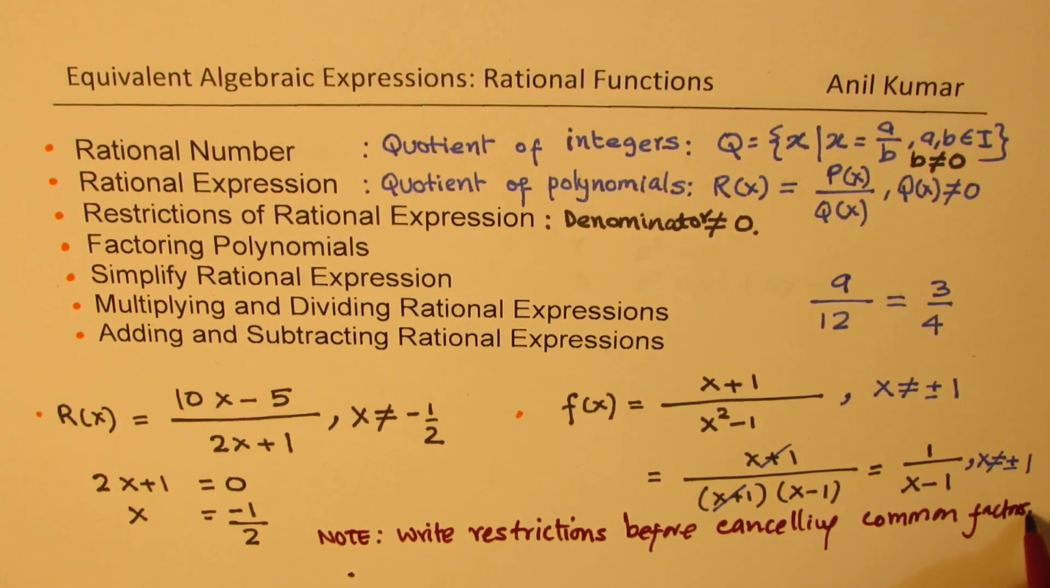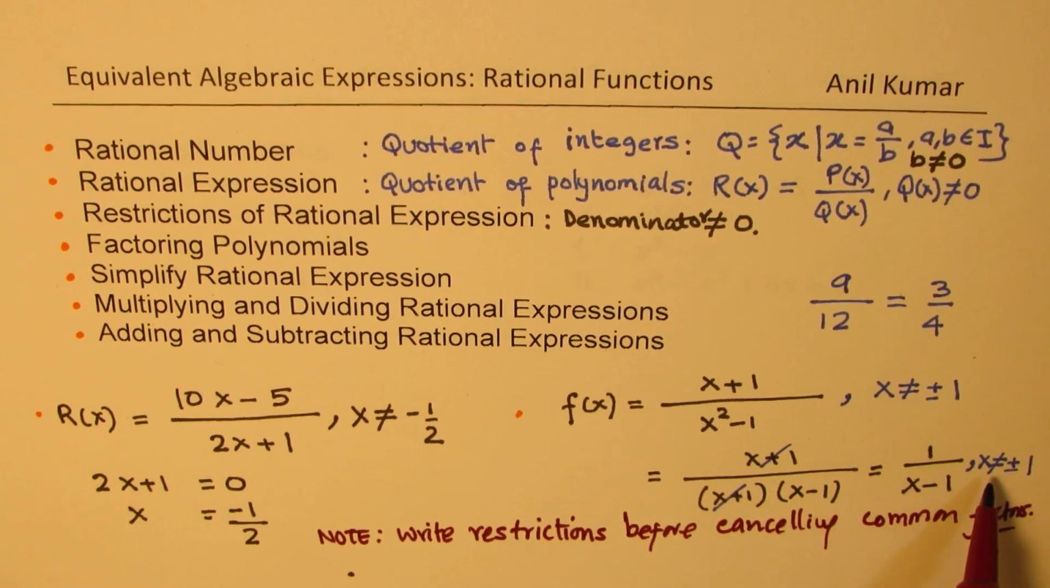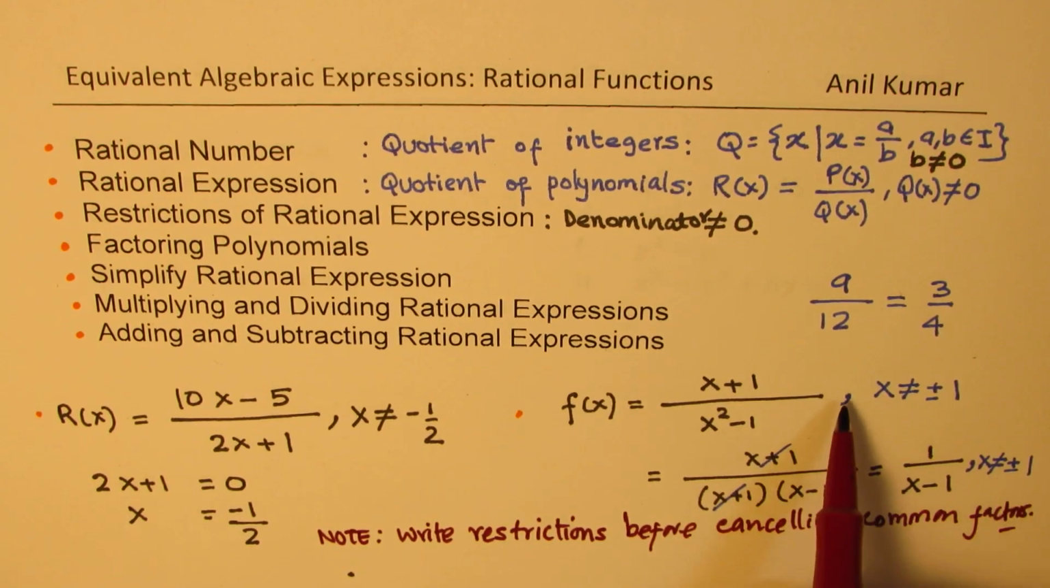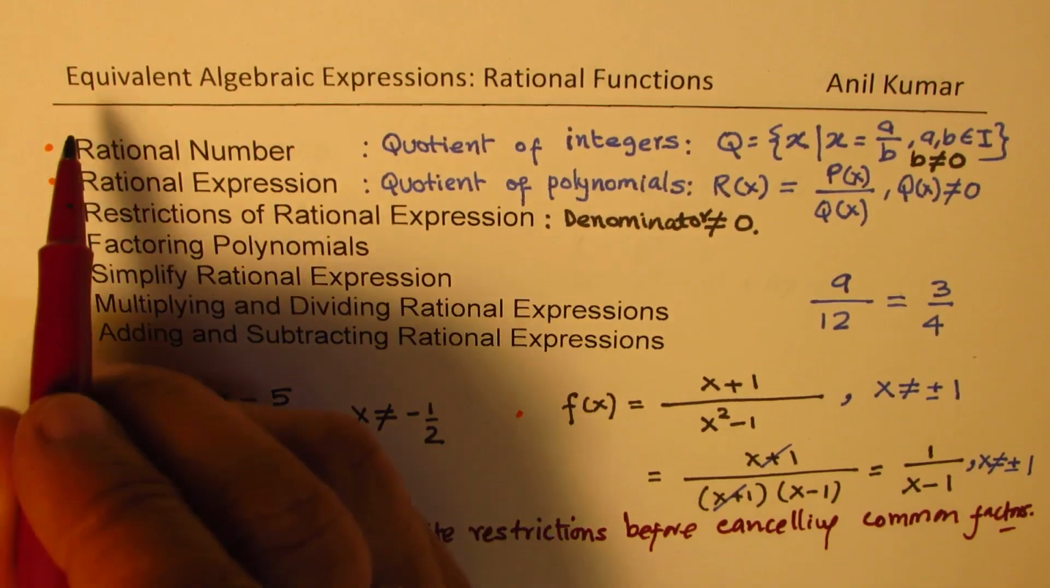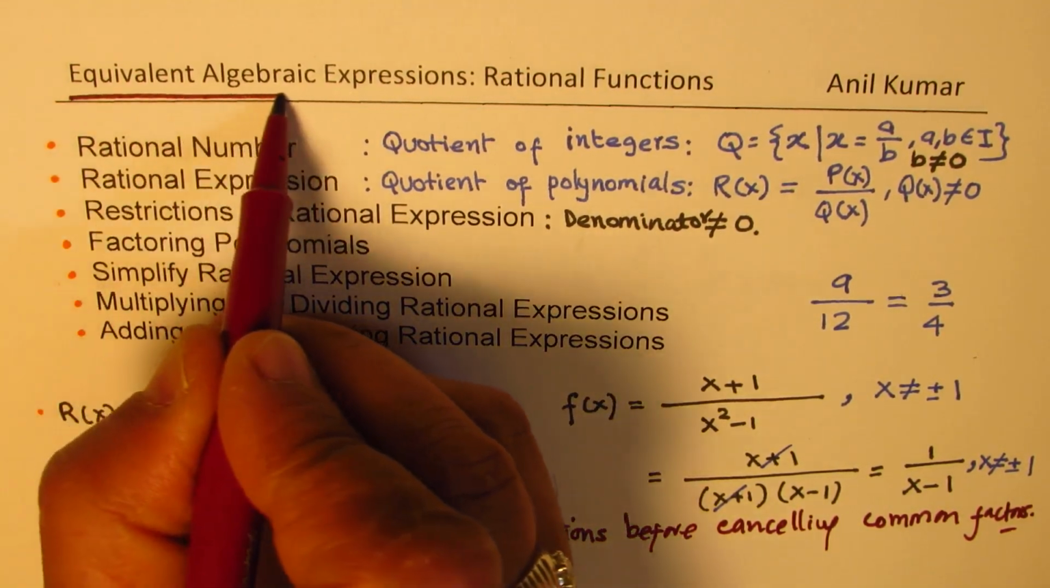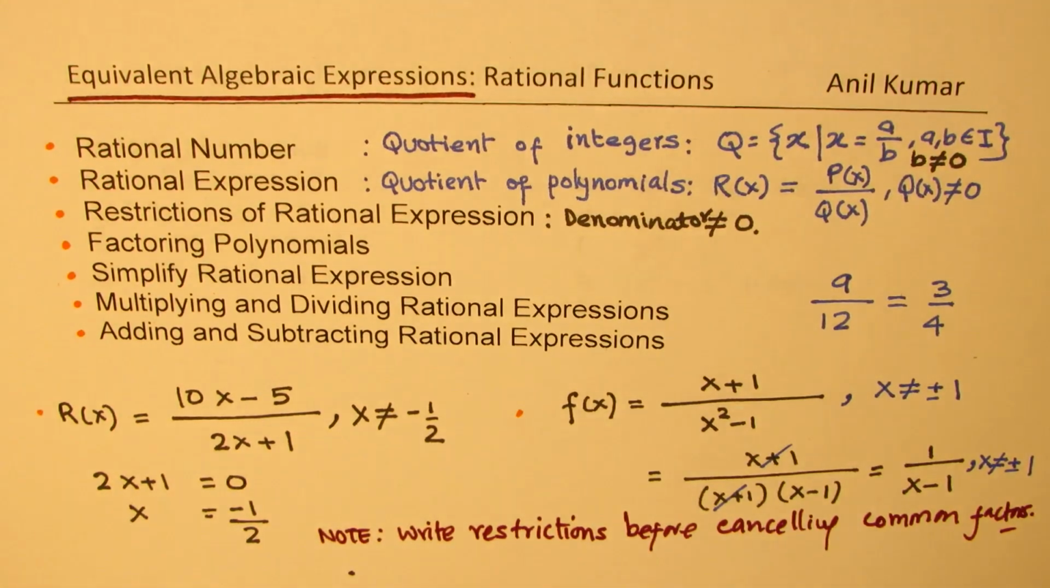So I hope this part is absolutely clear. Whenever you write your equivalent rational expression after cancelling the common terms, include all the restrictions which were originally there in the function. Only then will they be equivalent algebraic expressions. So that brings us to the main topic, which is equivalent algebraic expressions.